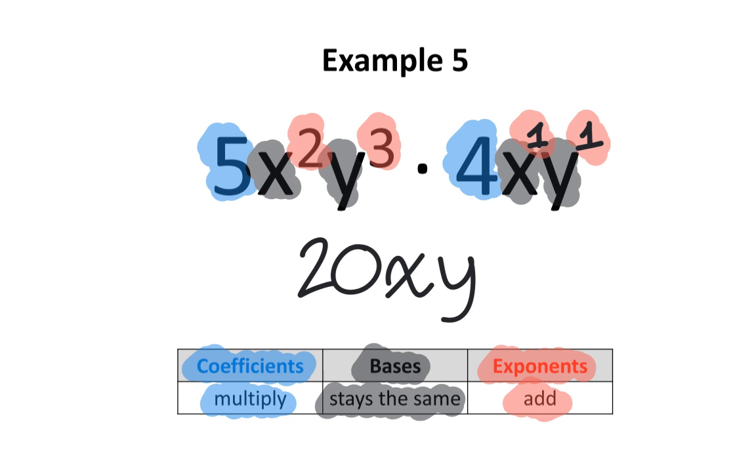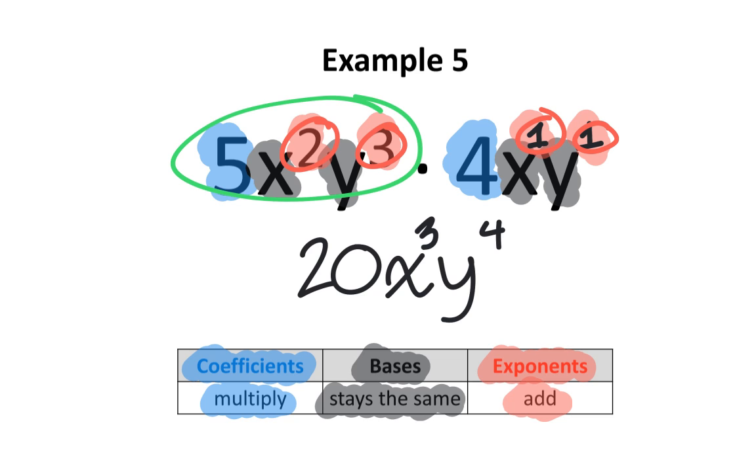We want to add these exponents. Therefore, I'm going to take the number 2 and I'm going to add it to the number 1. So 2 plus 1 gives you 3, and that 3 is the exponent for the variable of x. Next, you want to add 3 to 1. So 3 plus 1 gives you 4. So 4 is going to be the exponent for the variable of y. Therefore, when you multiply 5x to the power of 2, y to the power of 3 by 4xy, you're going to get an answer of 20x to the power of 3 and y to the power of 4. You will have to be very careful with your hidden ones here.